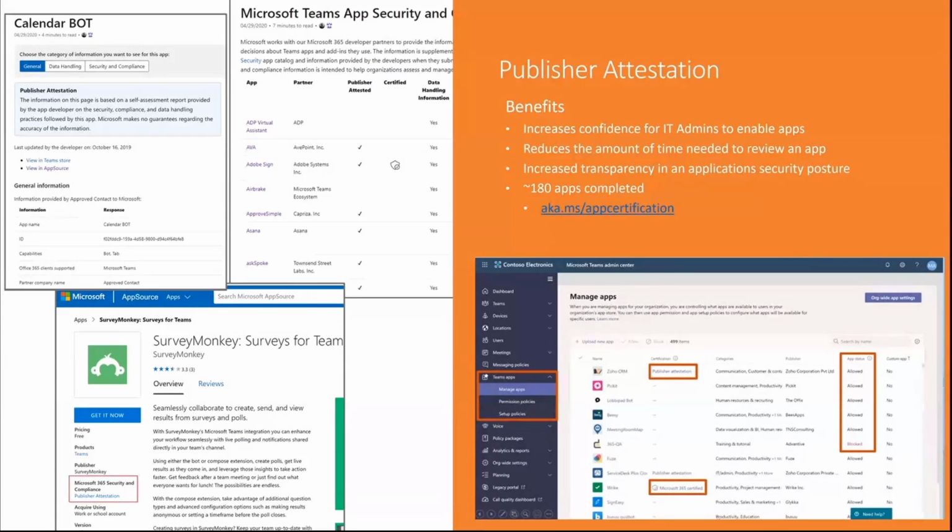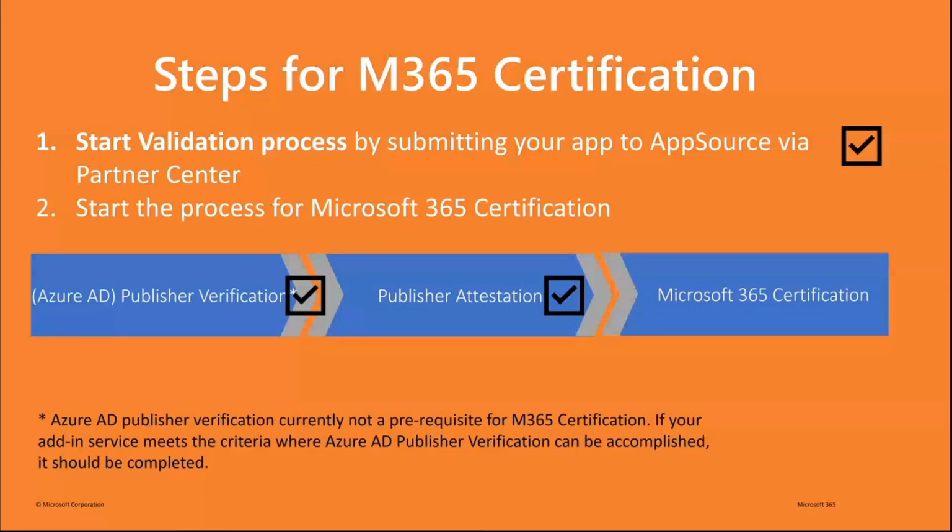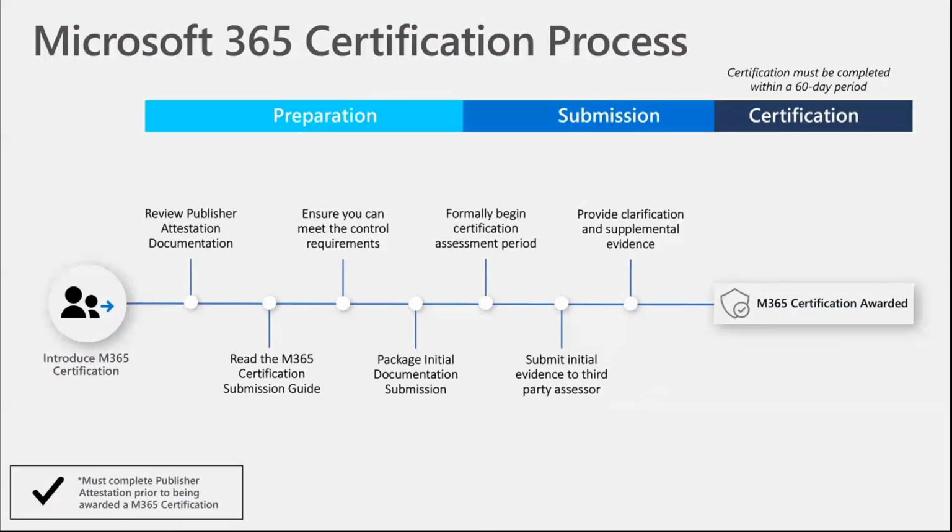It's really a great way to communicate this information, and it then enables you to go to the next step, which is Microsoft 365 certification. So to actually do the certification, we have a nice kind of step here like we did for the validation, which is you do the publisher attestation, you read the certification guide, you make sure you meet those control requirements, and I'll go over what we look at in a minute here. And then you go ahead and do the initial document submission.